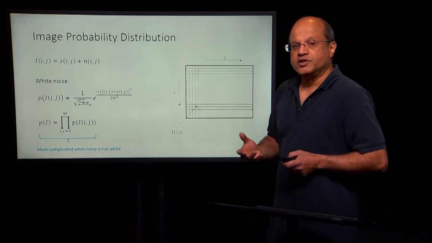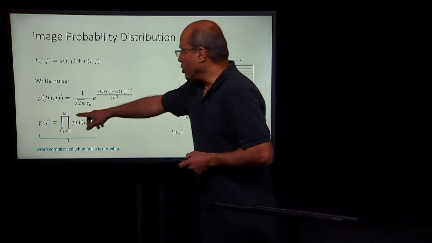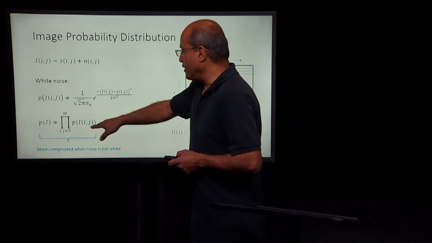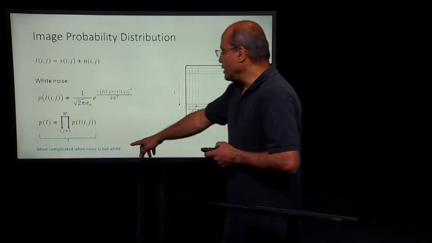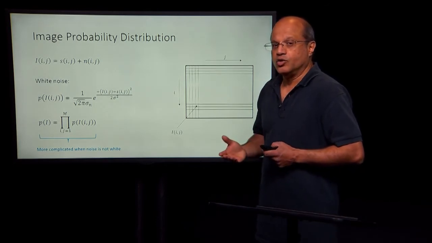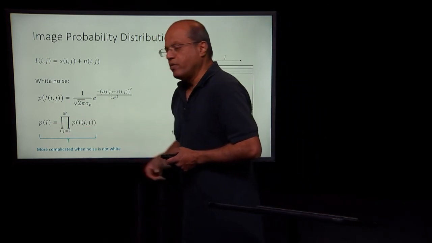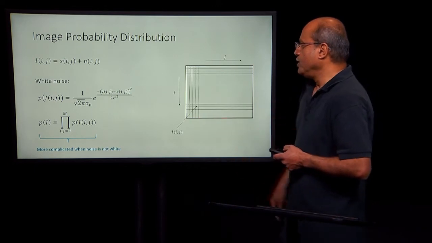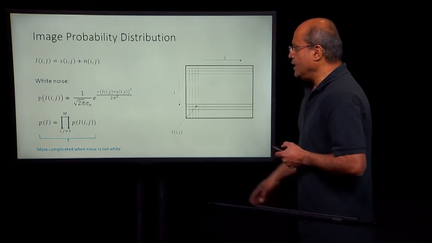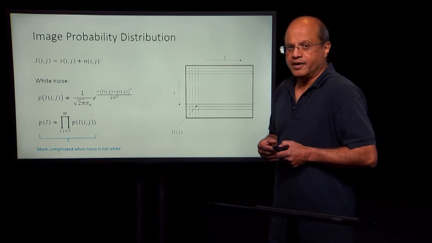If you assume that the noise is white, which means the noise is not correlated for 2 different pixels, then the probability of the entire image simply becomes a product of the probabilities of every pixel. That gets more complicated when noise is not white, but we're not going to deal with the complicated case in this lecture, so we'll just always assume noise is white. This tells you what the probability density is of the entire image, given that the signal is deterministic and noise is random. That's the model we are going to use in a subsequent lecture to derive a reconstruction algorithm.